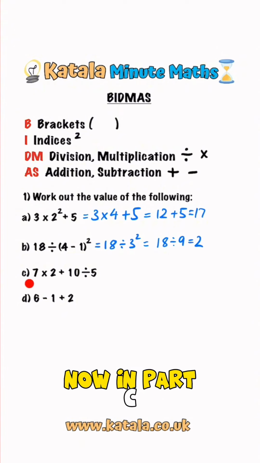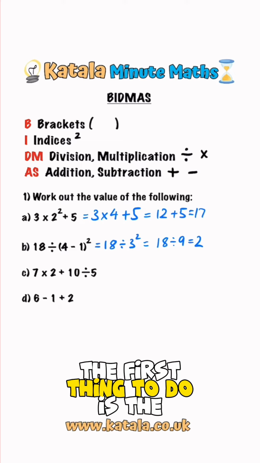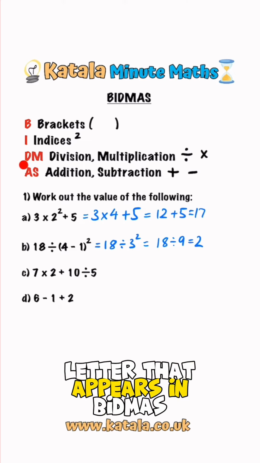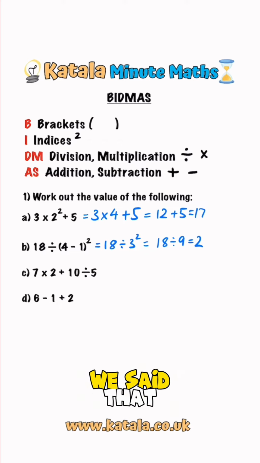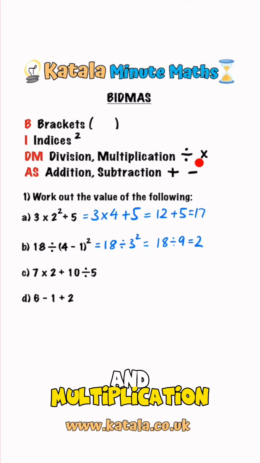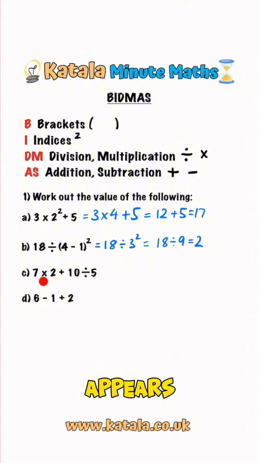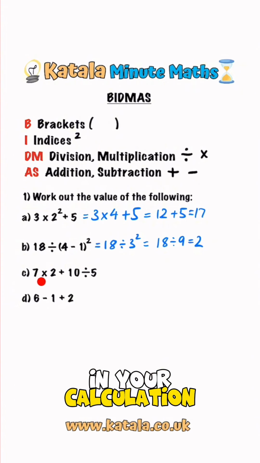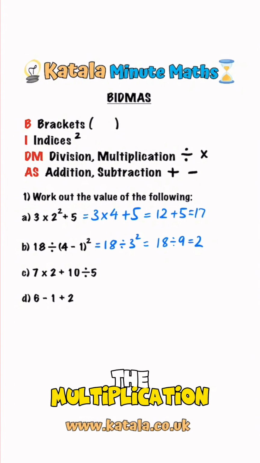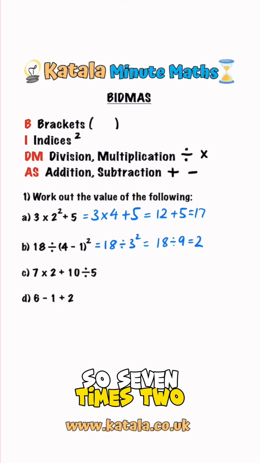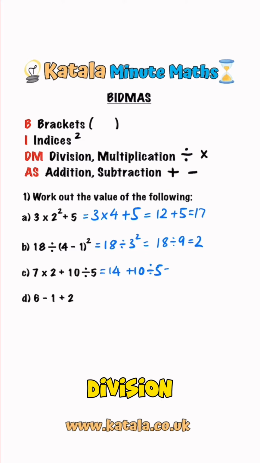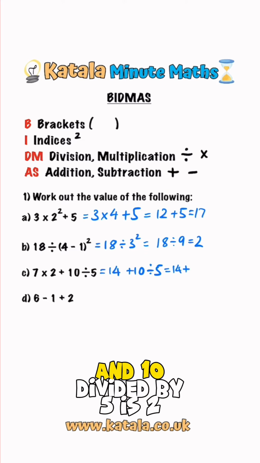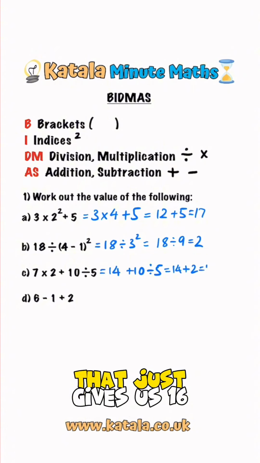Now in part C, you might then think the first thing to do is the division, because that's the first letter that appears in BIDMAS. However, we also have a multiplication. And remember we said that when it comes to division and multiplication, you just do the first one that appears from left to right in your calculation. So that's actually going to be the multiplication that we need to do first here. So 7 times 2, that's just going to give us 14, plus 10 divided by 5. Now we're going to carry out the division. So that would be 14 plus, and 10 divided by 5 is 2. And that just gives us 16.